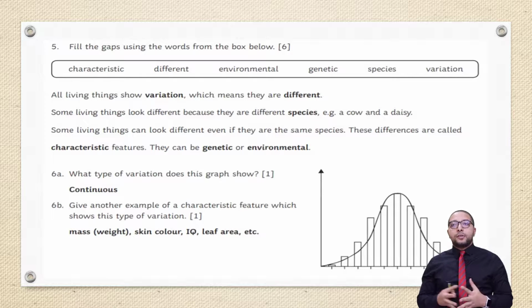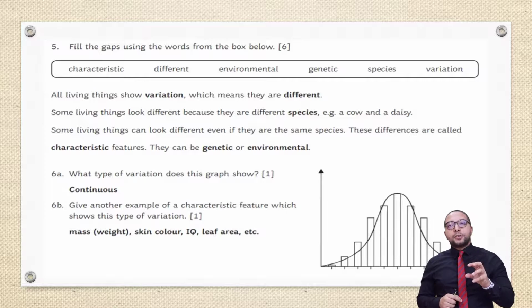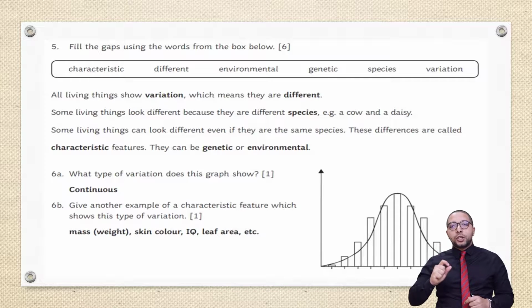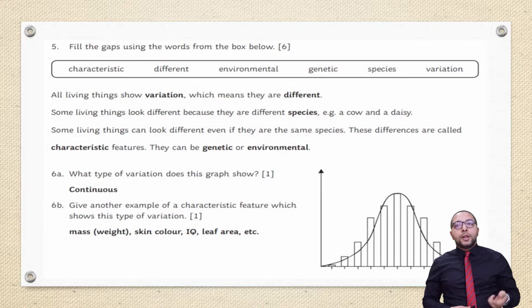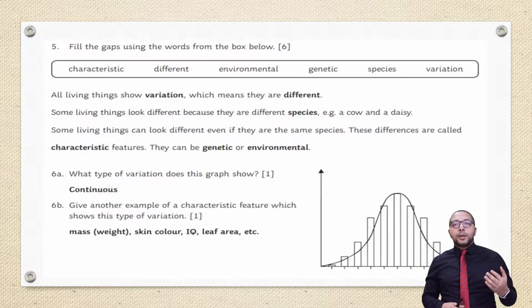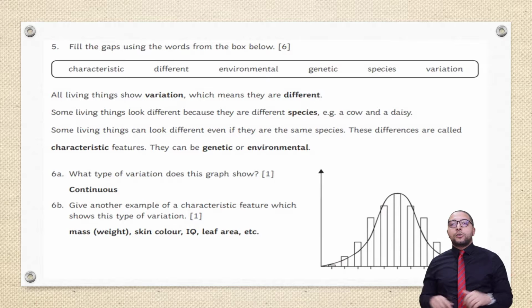Second question, as you can see, the graph is representing a kind of variation, with different values across a certain time, and this kind of variation is called continuous variation. Continuous variation is the variation that can change across time. Examples for continuous variation are mass, weight, skin color based on sun exposure, IQ, and leaf area. All of these depend on other factors, and all of these can change across time.